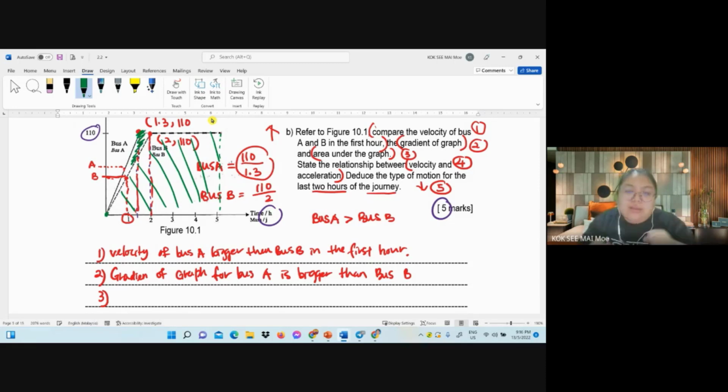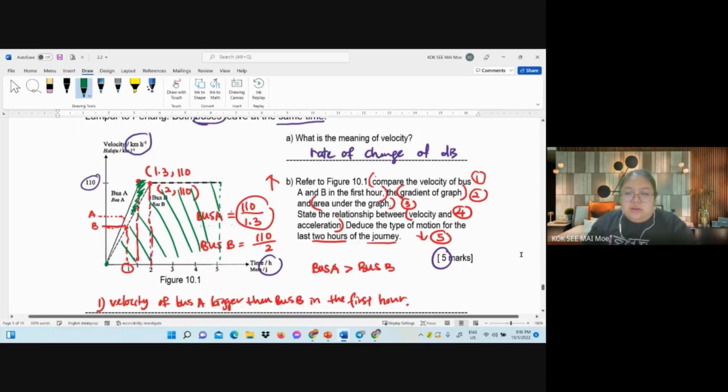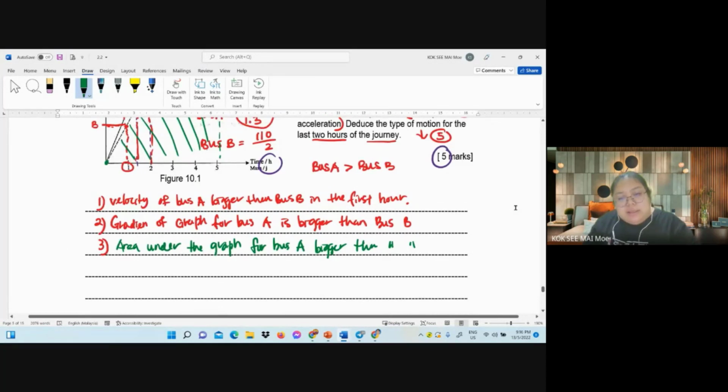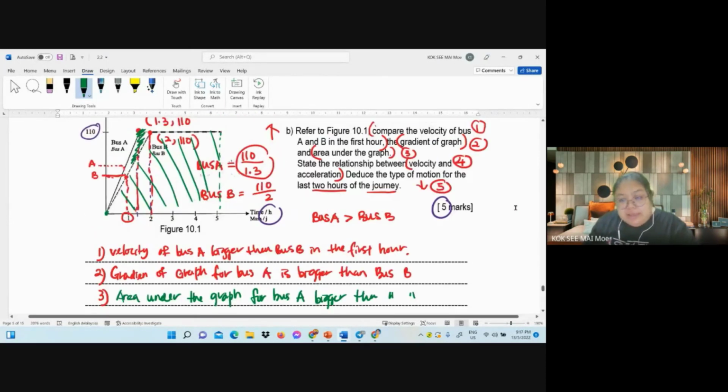Part A more area. So that means we can say the area under the graph. So area under the graph for bus A bigger than bus B. Okay, just a normal the sentence only. Okay, we just see the comparison, then we go to answer. Okay, 3 comparison finished. There is a relationship.